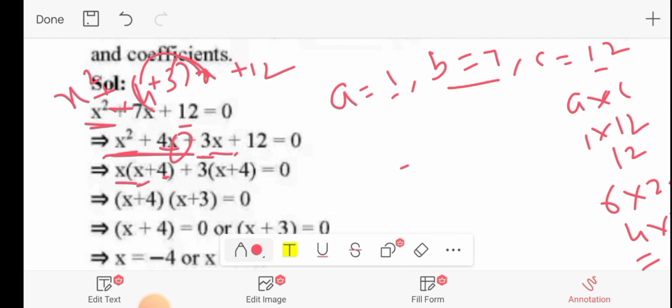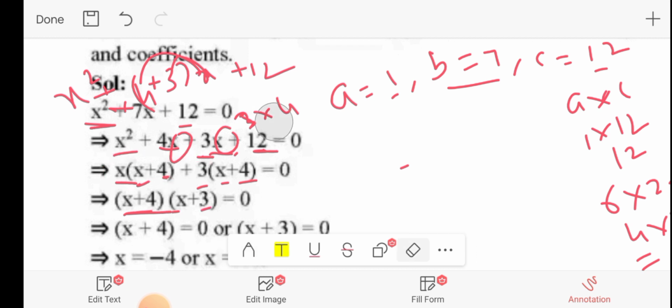Here what we can take is 3, because 3 ones are 3, 3 fours are 12. 12 we can write as 3 into 4. So what is left? X is left. From here what is left? 4. Now x plus 4 we can keep outside. Then x will be left here, 3 will be left here.